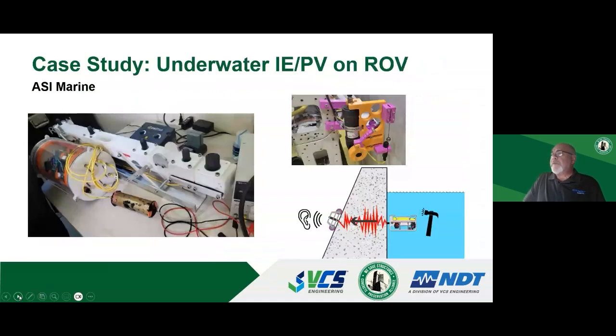And just wrapping up, we have also installed our Impact Echo pulse velocity equipment on underwater ROVs. We have an exclusive relationship that we've collaborated on for some time with ASI Marine. They do a lot of commercial diving.